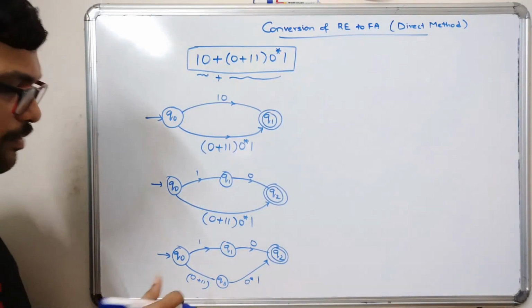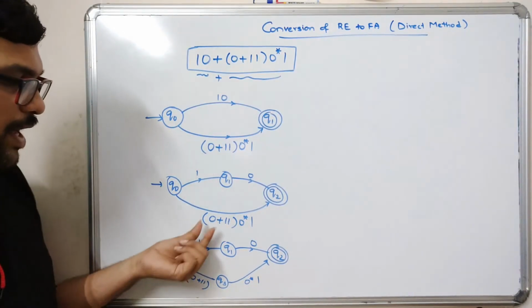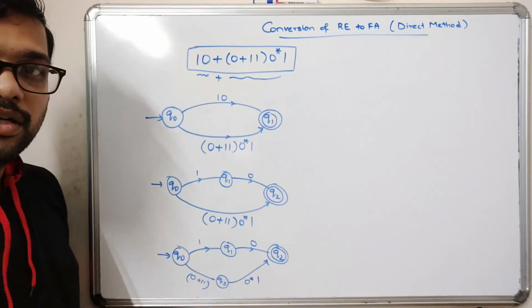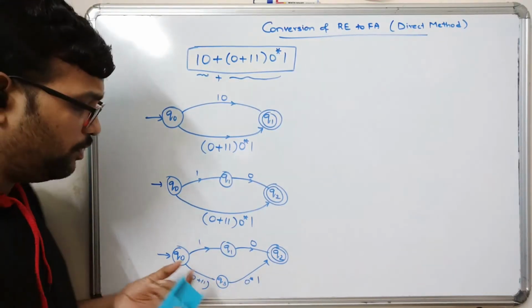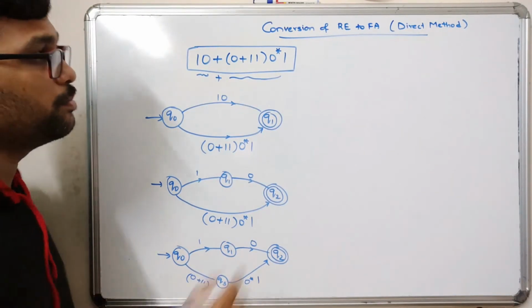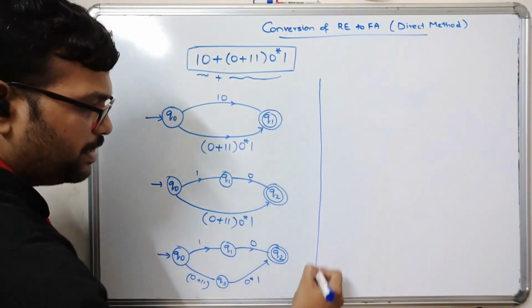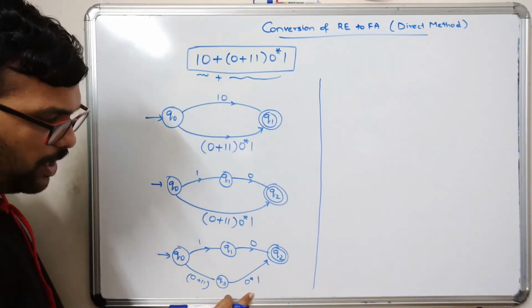Hope you understood. Again we are just dividing this one. Okay, so we are not using any epsilons. Directly we are writing the finite automata. And coming to the next step, now we need to divide this one and this one.